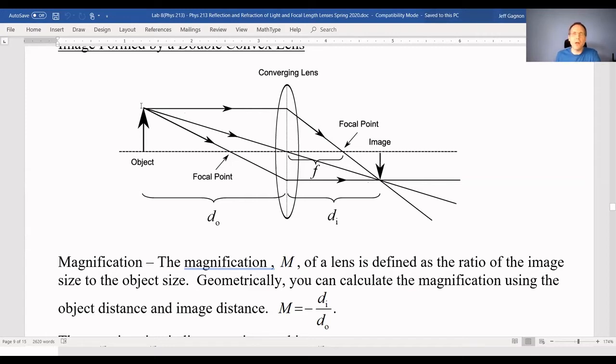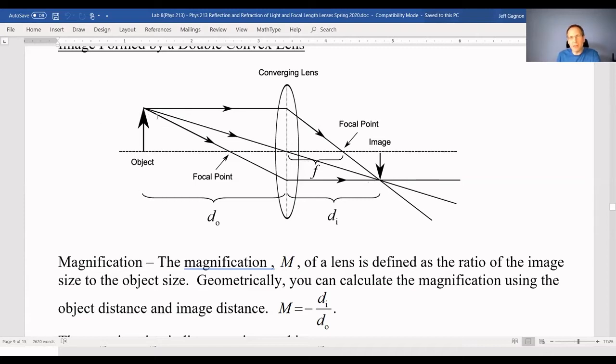Well, we can follow a couple of these rays, right? Remember, there are many, many different rays coming off of all parts of this object. I'm just tracking 3 of them. So the one that leaves the tip of the arrow and travels parallel, when it goes through the converging lens, remember, it's got to go through the focal point, right? So it passes through the focal point. The one that goes through the center just travels right through the center.